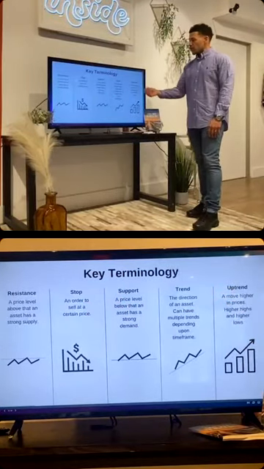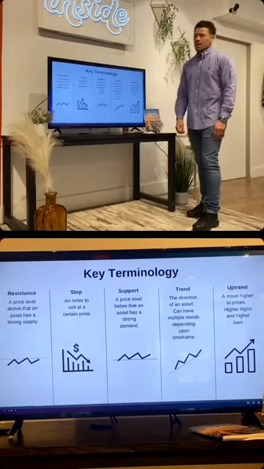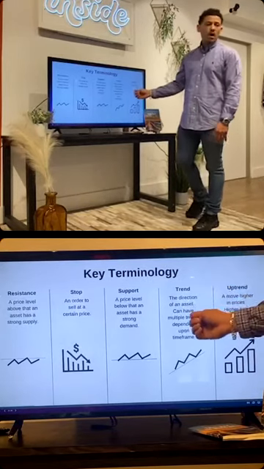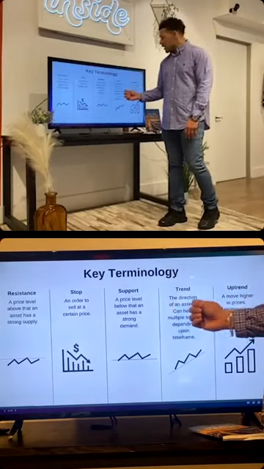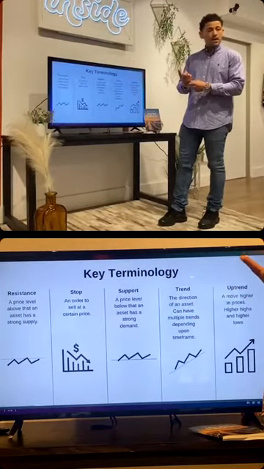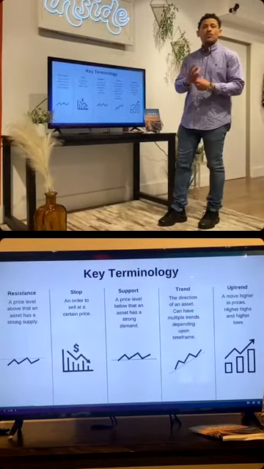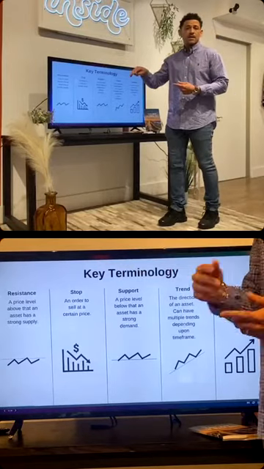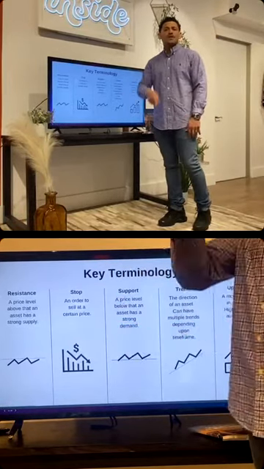And then trend. Trend is one of the most important pieces of terminology that we're going to go over today. A trend is a direction of an asset. So we have uptrends, we have downtrends, and we have sideways trends. Sideways trends are referred to as trading ranges.